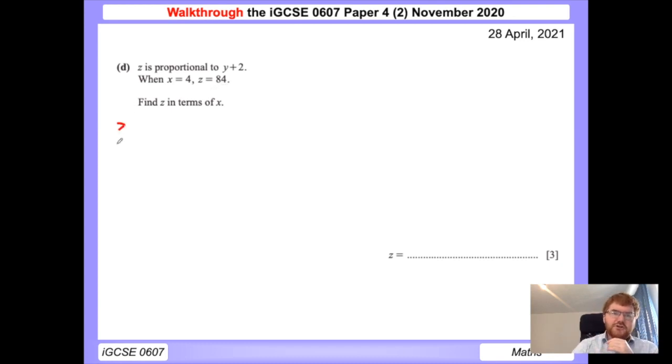Again, I write my proportionality statement. So z is proportional to, there's no inverse here, so it's going to be proportional to just y plus 2, which I'm going to put in brackets.